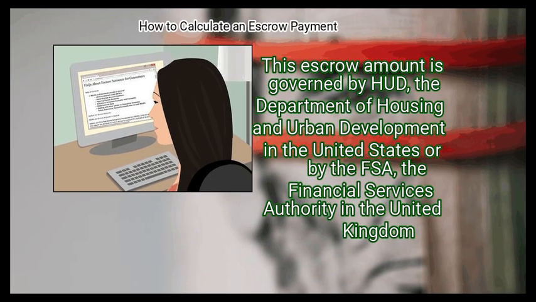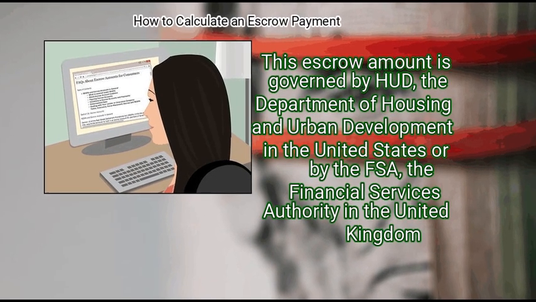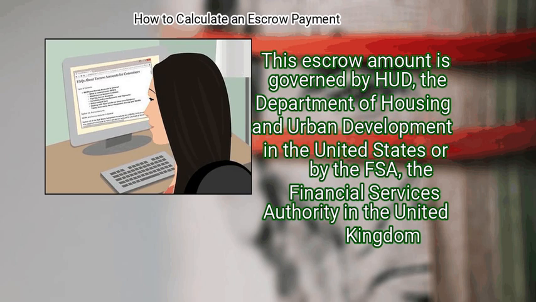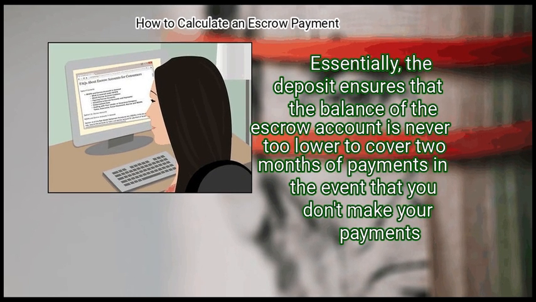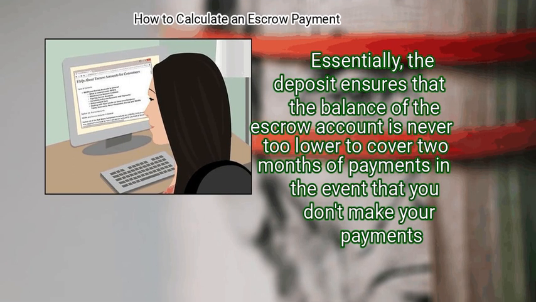This escrow amount is governed by HUD, the Department of Housing and Urban Development in the United States, or by the FSA, the Financial Services Authority in the United Kingdom. Essentially, the deposit ensures that the balance of the escrow account is never too low to cover 2 months of payments in the event that you don't make your payments.